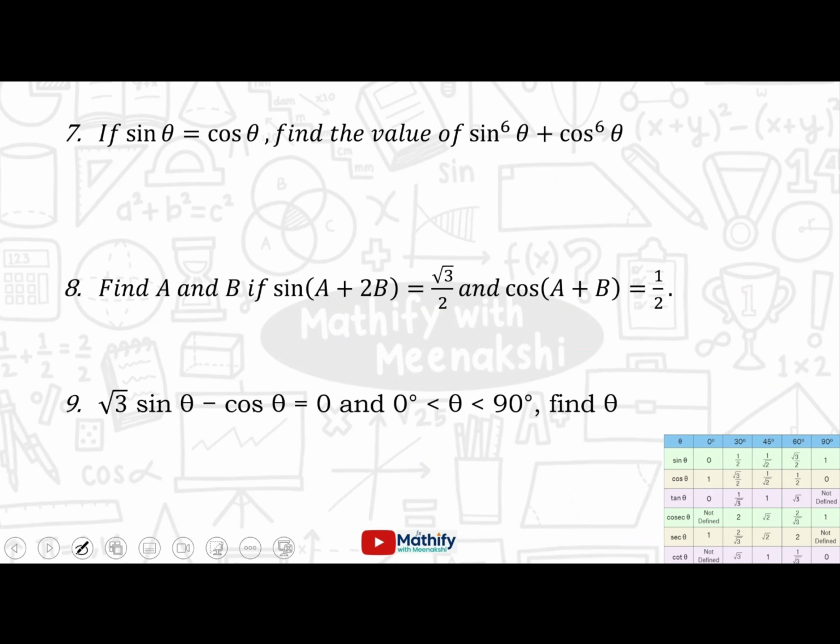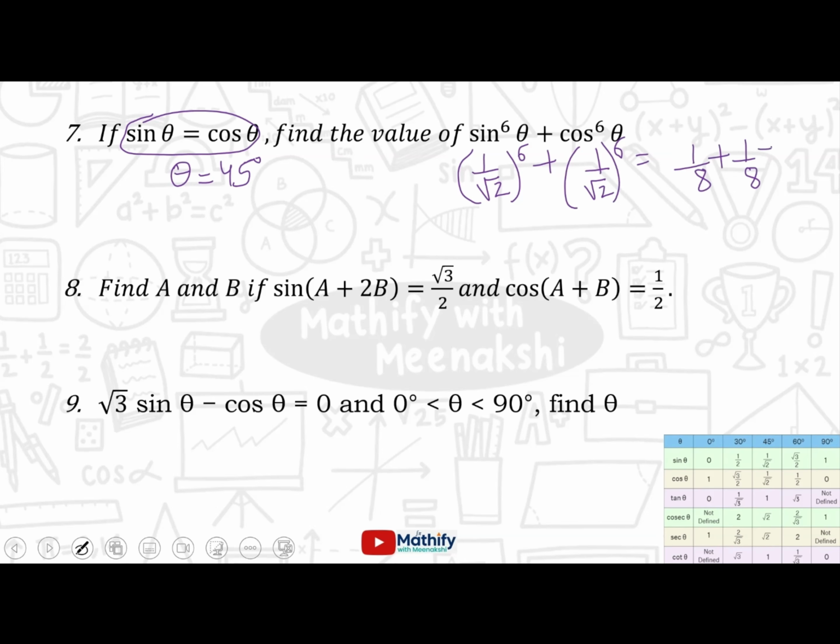Question number 7. Again, it's the same question. When sine theta is equal to cos theta, that means your theta is 45 degree. Now, sine 6 theta, that means sine 45, that means 1 by root 2 raised to the power 6. Again, cos 45 is same, 1 by root 2 raised to the power 6. Now, if you will multiply root 2 6 times, root 2 into root 2 is 2. 2 into 2 into 2, 8. So 1 by 8 plus 1 by 8. That means 2 by 8, and that means 1 by 4. So the answer is 1 by 4. Let's move to question number 8.